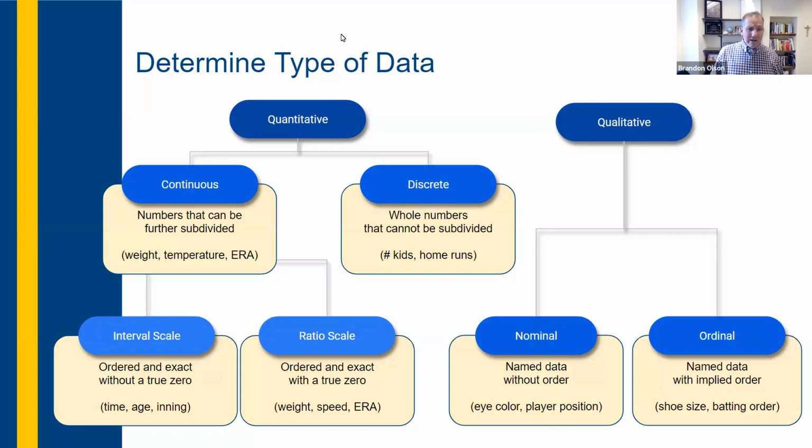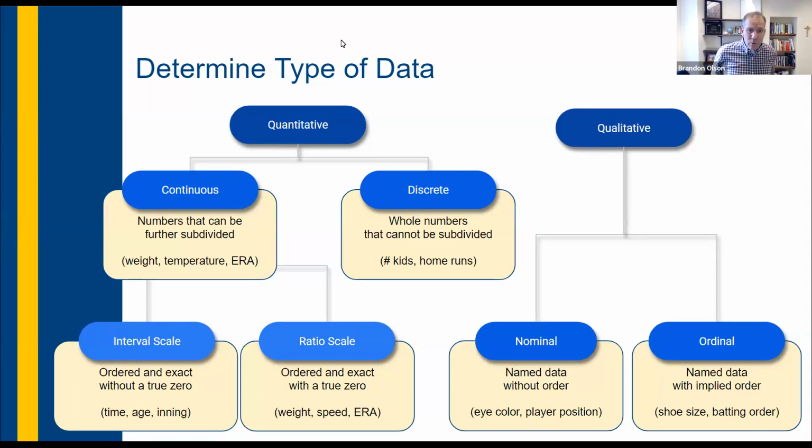And then on the quantitative side, so dealing with more numbers than words, we're looking at either continuous or discrete variables. So are they whole numbers, such as number of kids, population size, number of home runs. So these are whole numbers that can't be subdivided. Or continuous variables, such as weight, temperature, earned run average. These are decimal values, numbers that can be further subdivided.